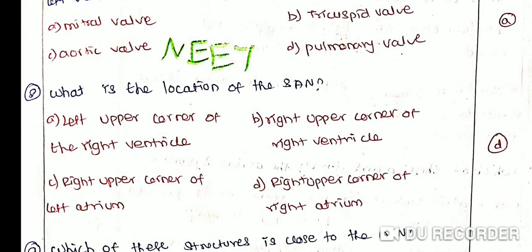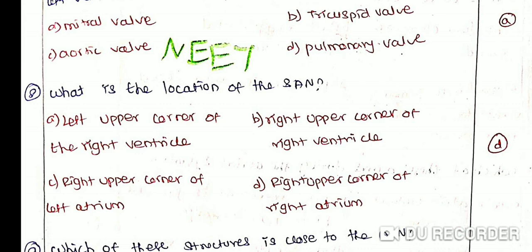What is the location of SAN, sinoatrial node? Option A, left upper corner of the right ventricle. Option B, right upper corner of the right ventricle. Option C, right upper corner of the left atrium. Option D, right upper corner of the right atrium. The correct answer is option D, right upper corner of the right atrium.